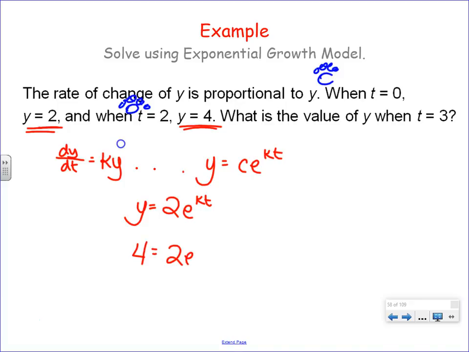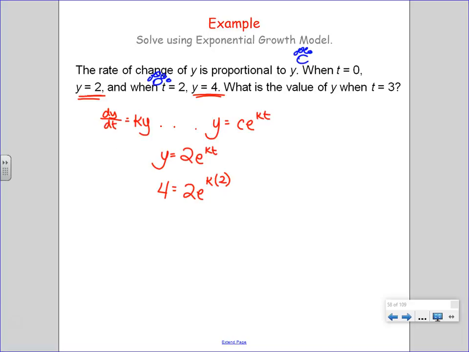2e, so 4k, or 2k, and divide by 2. Yeah, I want to divide by 2. Let's go for it, right? Better safe than sorry. So ln, that cancels. k is equal to 1/2 ln of 2.